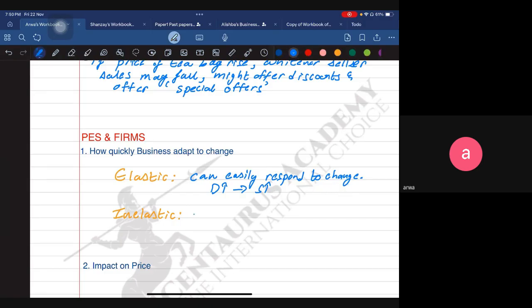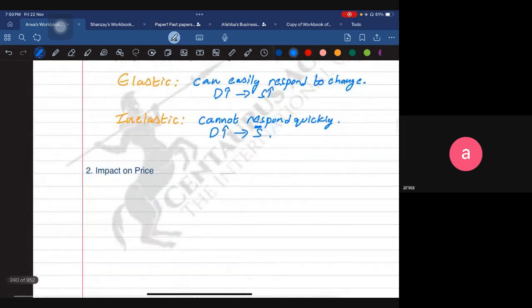But in inelastic supply, you may not be able to respond quickly. That is your problem. The biggest example is fruits. You can't just start supplying a lot of fruits because you need time for cultivation. So supply may be constant. That would be a problem.